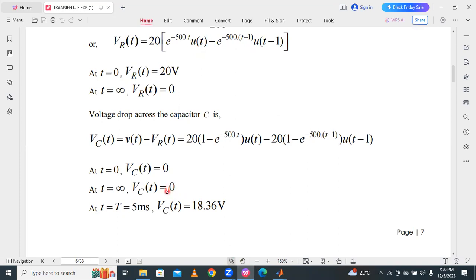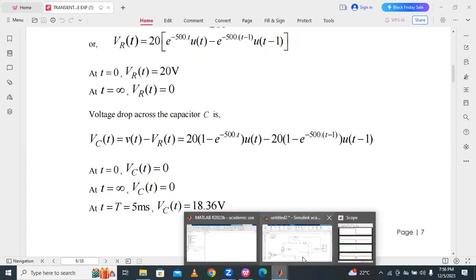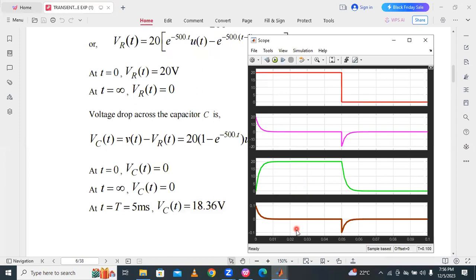This is a mistake, there is some mistake here. At t is equal to infinity, Vc of t is equal to 20 volts here. Okay, at t is equal to 0, Vc of t is equal to 0, and at t is equal to infinity, Vc of t is equal to 20 volts. Okay, and then at t is equal to 5 milliseconds, the time constant is 5 milliseconds, so Vc of t is equal to 18.36. We will get like this. Okay, 5 milliseconds means here approximately 20 volts.